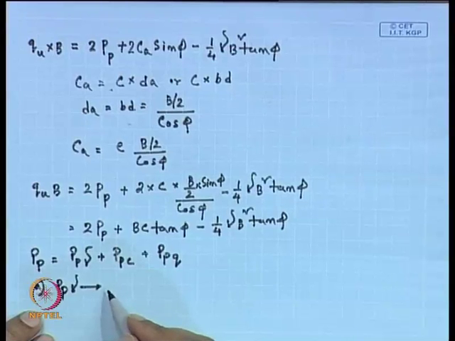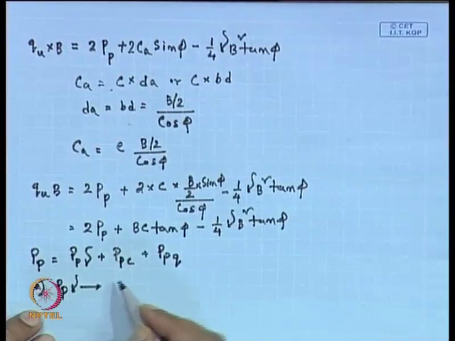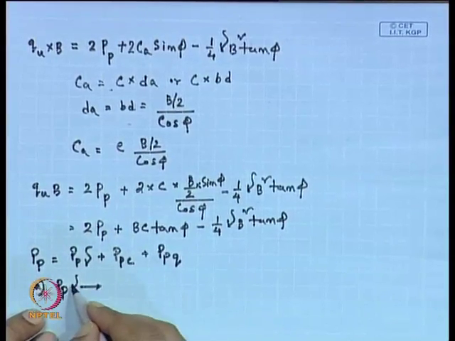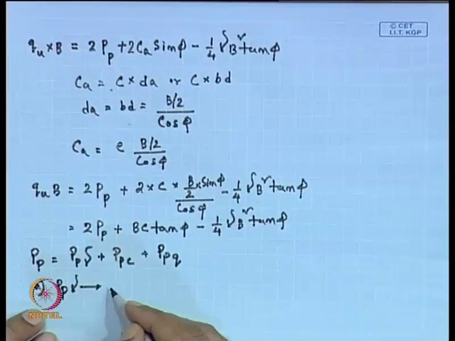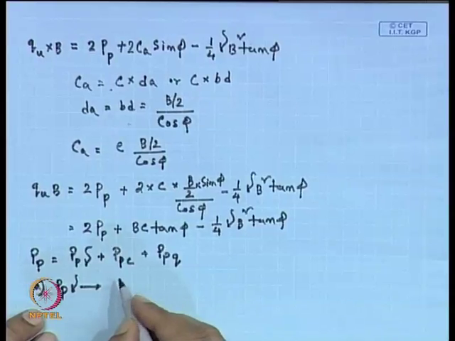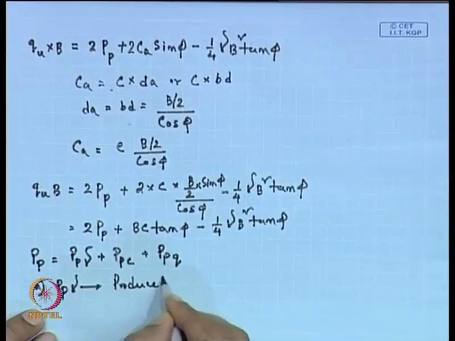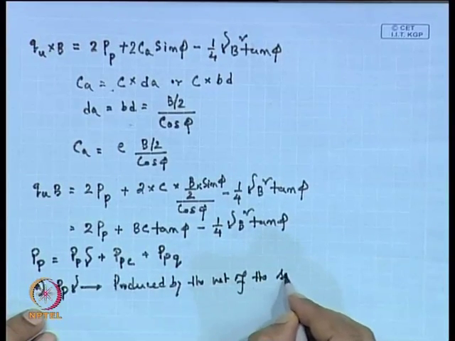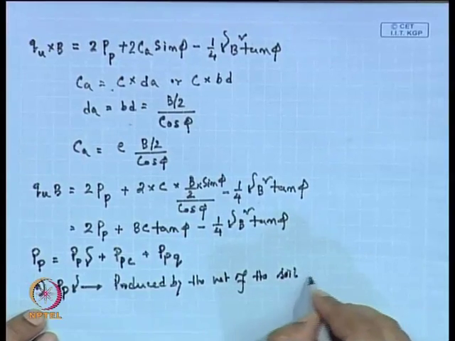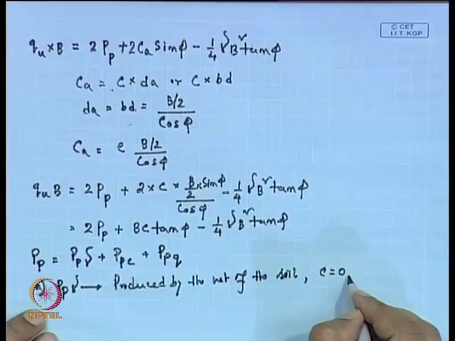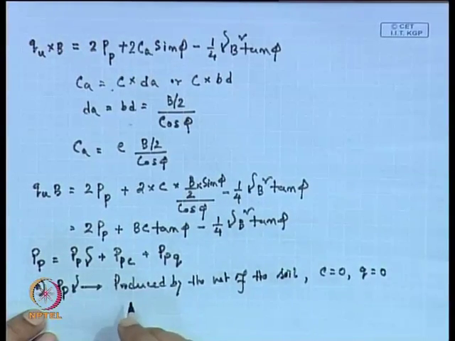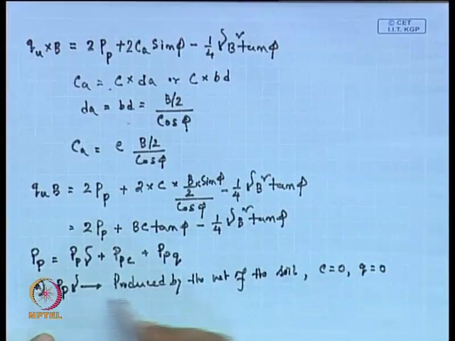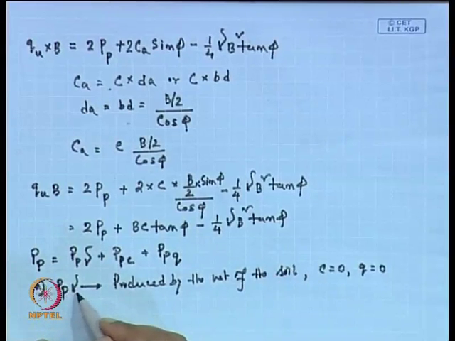So, this is produced by the weight of the soil, in which it is assumed the soil is cohesionless and has negligible surcharge. This is produced by the weight of the soil in the shear zone, and it is assumed that the soil is cohesionless, that means C is equal to 0, and negligible surcharge, so Q is also equal to 0. So, if Q and C both are 0, in this condition the resistance that is produced by the weight of the soil is called Pp gamma.